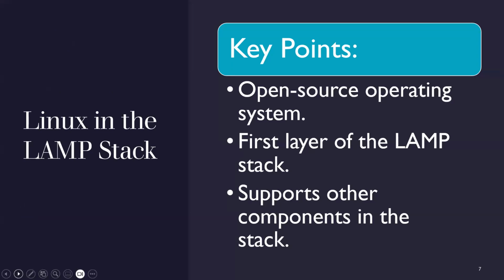Now here, we have Linux in the LAMP stack. We look at the key points. Of course, we say it is open source. We start with Linux, which is usually the foundation. It's an open source operating system, which means no licensing fees. That's very good because it makes the stack cheap. It's always going to be the first layer of the LAMP stack, and it supports other components in the stack. We are going to see how this happens, especially when we get to the project.